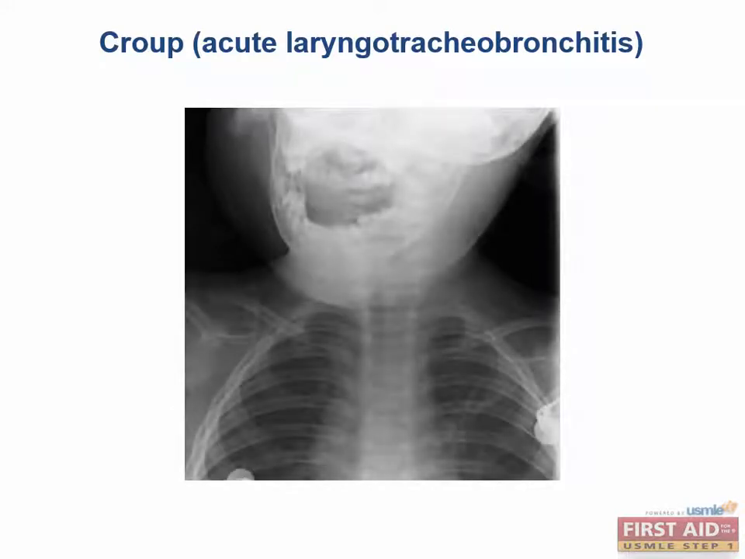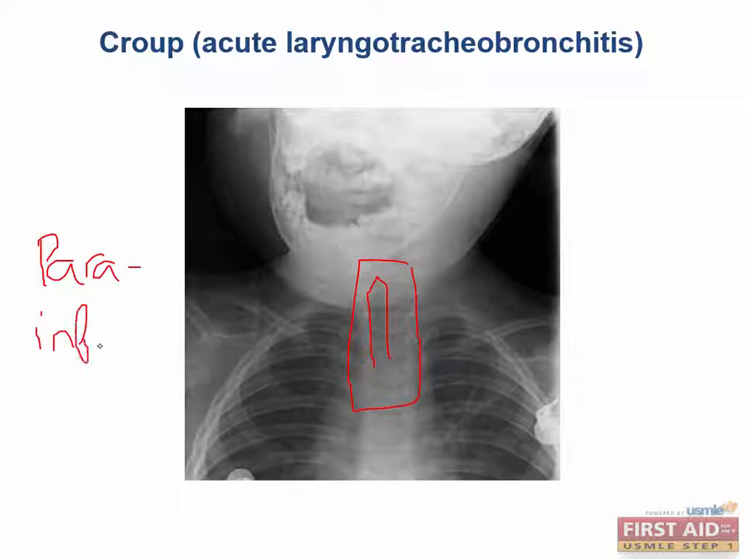If you look closely at the X-ray image, we can see a steeple formed here that's caused by the edema and narrowing of the upper airway. The inflammation is caused by the parainfluenza virus. Severe enough disease can result in complete obstruction of the upper airway, resulting in pulsus paradoxus.